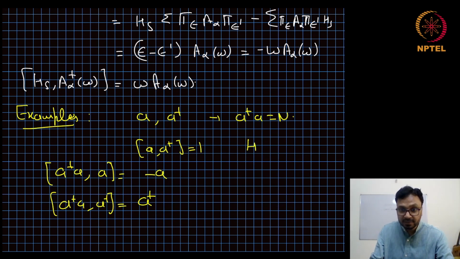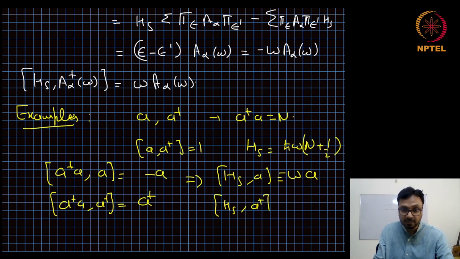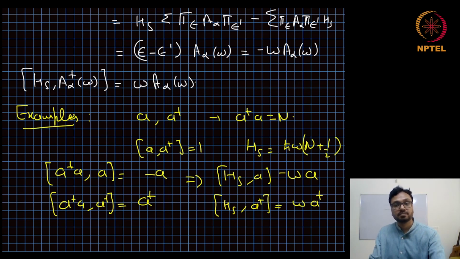So if we had a Hamiltonian HS to be h bar omega times n plus half, that is the Hamiltonian of the simple harmonic oscillator, then HS with A, where we are putting h bar to be 1, will be minus omega A, and HS with A dagger will be omega A dagger. So this is a very well known example of such operators, A alpha of omega and A alpha of omega dagger.